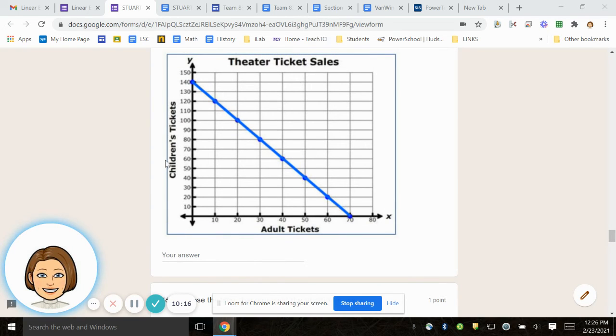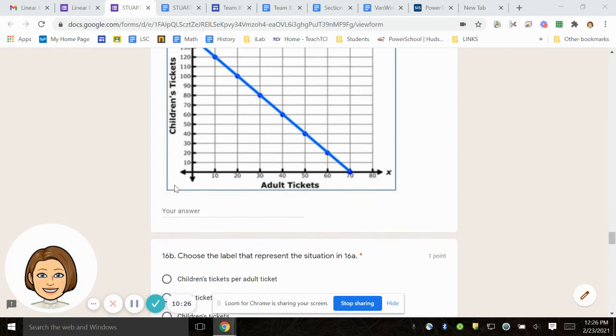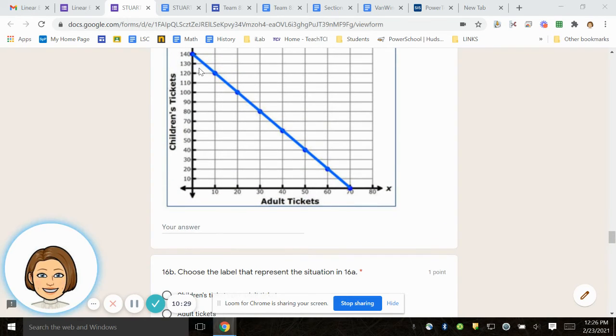Theater ticket sales. Along the x-axis, the bottom, the horizontal, you have adult tickets, and the y-axis, you have children's tickets. So think change in y divided by change in x. There's two ways you can find that, either by using the 2-point method or by using the rise over run method.